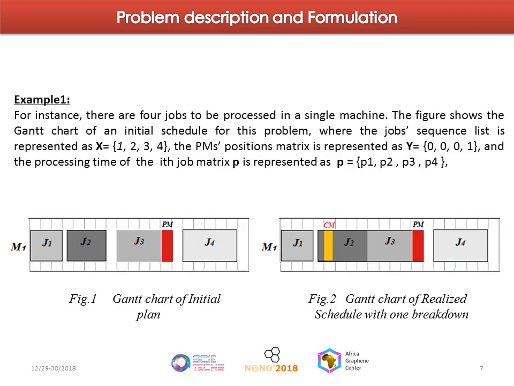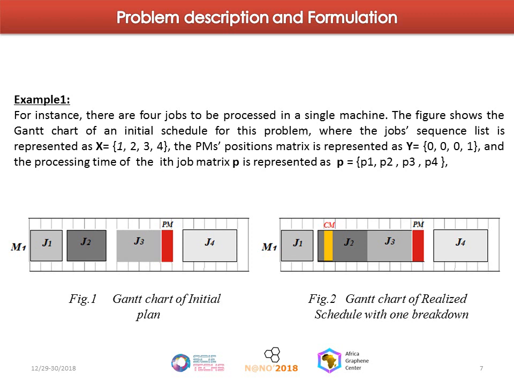I will show you two examples to understand the subject. For the first example, there are 4 jobs to be processed in a single machine. The figure shows the Gantt chart of the initial schedule for this problem. As you can see in the figure, in order to absorb the unpredictable breakdowns and instability, we propose to proactively insert idle time into the schedule.